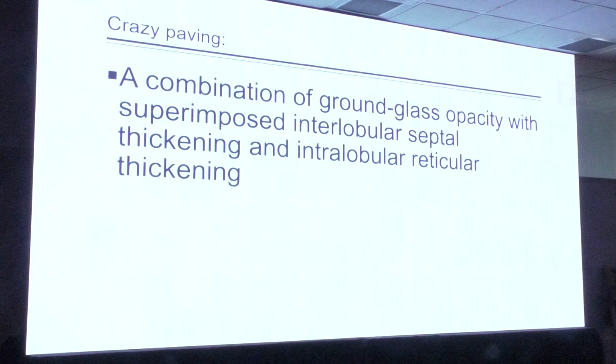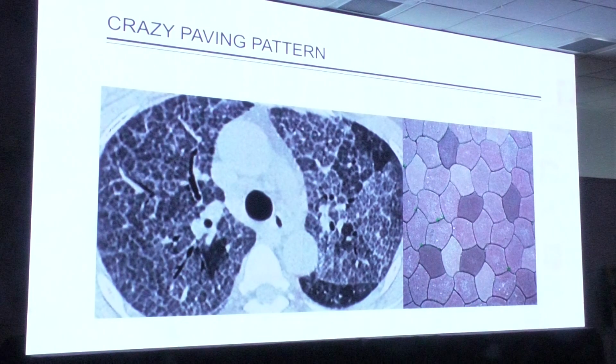Coming to the crazy paving, it is a combination of ground glass opacities with superimposed interlobular septal thickening and intralobular septal reticular thickening. So this is how a crazy paving looks like. There is ground glass, there is also inter and intralobular septal thickening. This is the crazy paving, which is why it is called the crazy paving pattern.